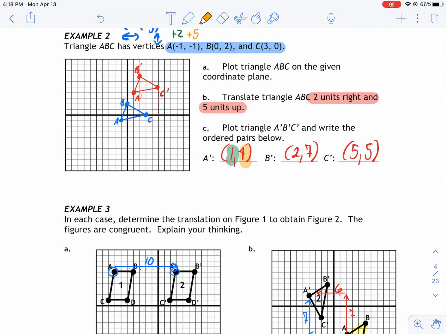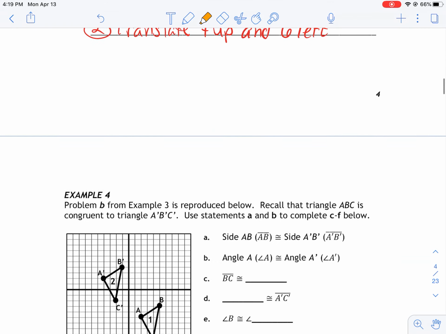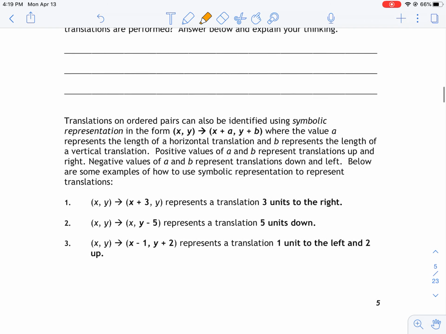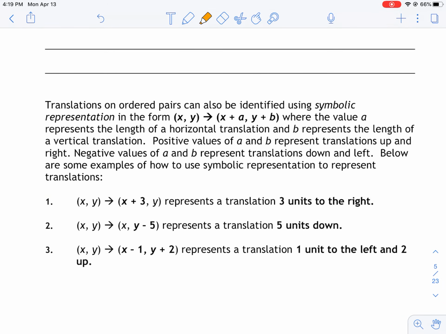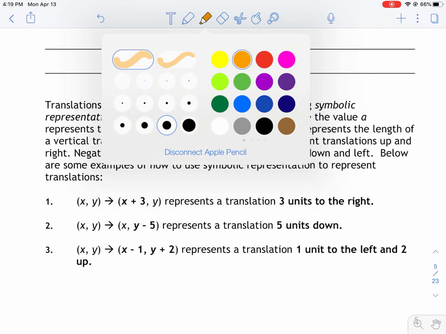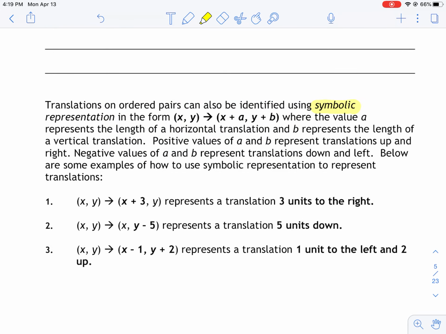Okay? So you can do the math first and get your ordered pairs and then plot them, or plot them and get the ordered pairs. So either way you want to go about it, you can go about it that way, okay? All right. And then the last major thing we have to talk about here in this first video is this idea of using symbolic representation. So I want to talk about it here for just a few minutes, okay?